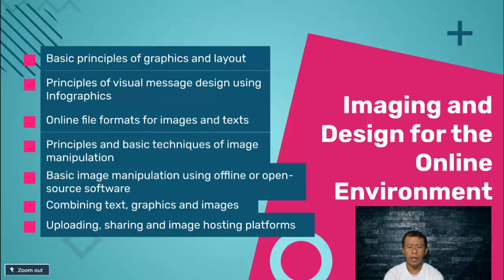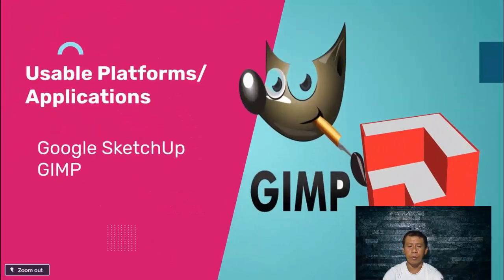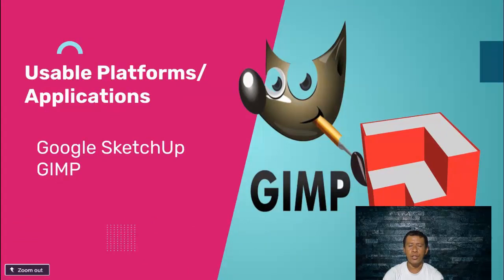We'll also tackle basic image manipulation using offline or open source software, and how to combine text, graphics, and images, and how to upload and share, and use image hosting platforms. And of course the usable platforms or applications: we will use Google SketchUp and GIMP, and we also have some other applications that you can probably also touch on, as this is not limited to only these two applications.